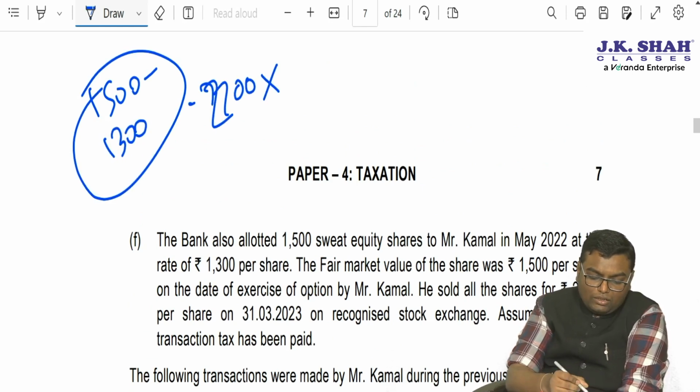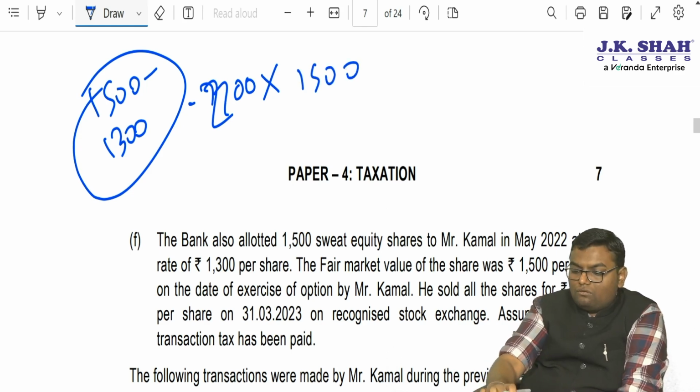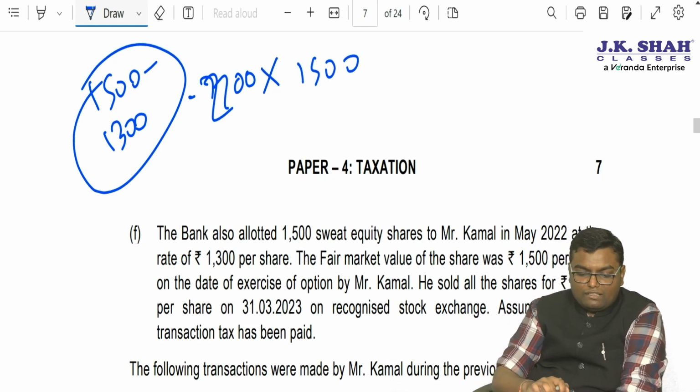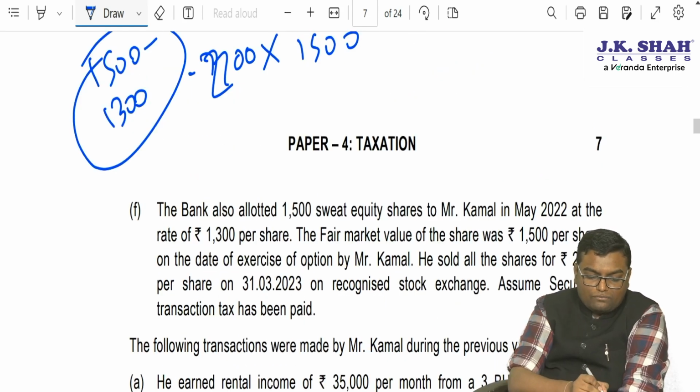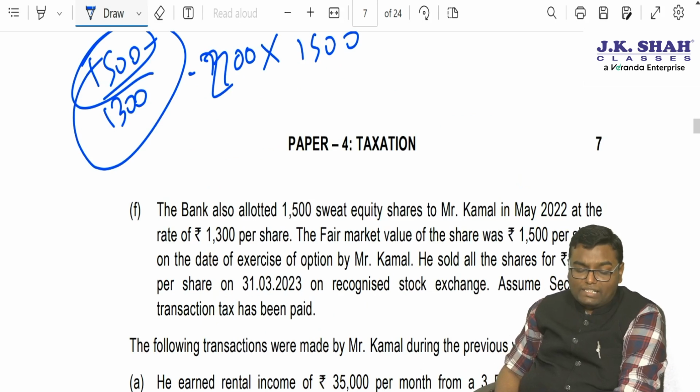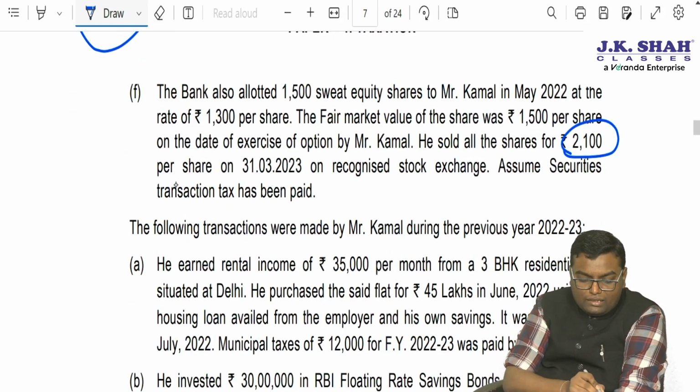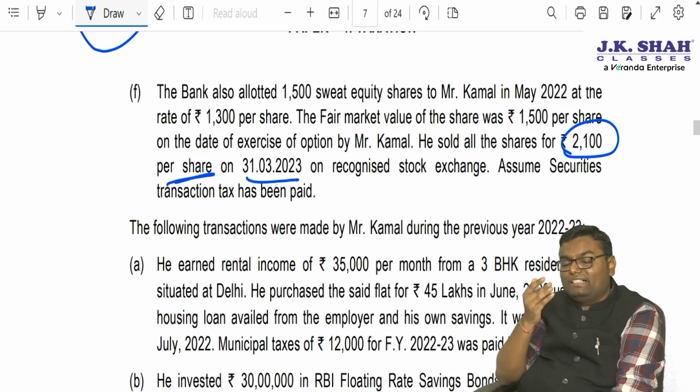How many shares have been allotted? 1500. So what is the perquisite value? The perquisite value is rupees 3 lakh. Remember, the market rate was 1500, which we have taxed already in the salary chapter. He sold all the shares for rupees 2100 per share on 31st March 23.